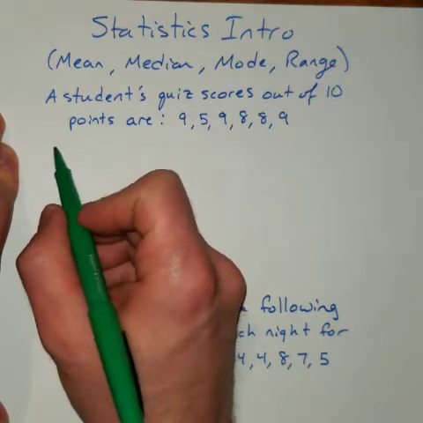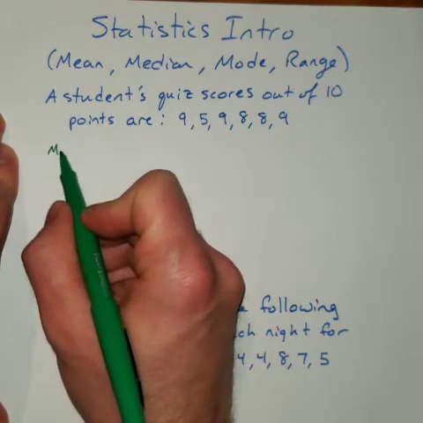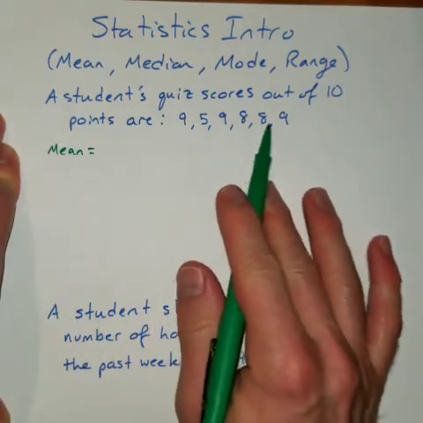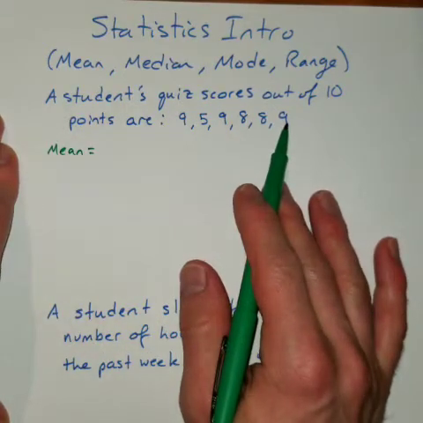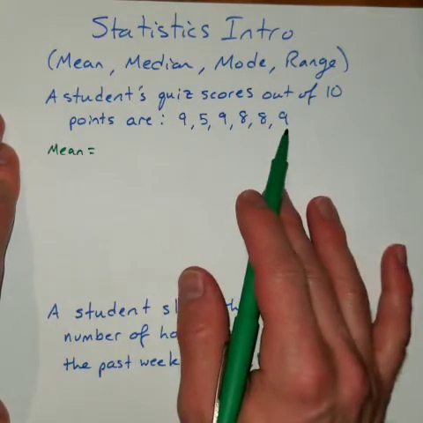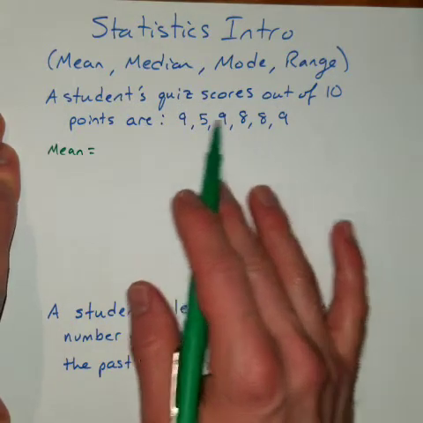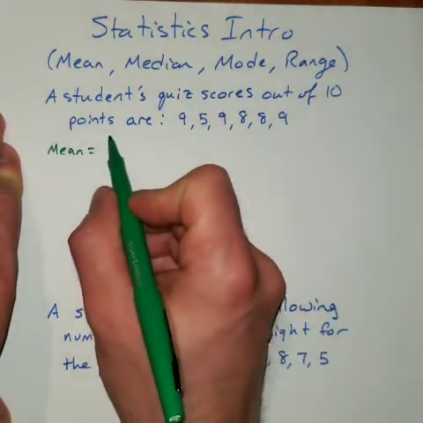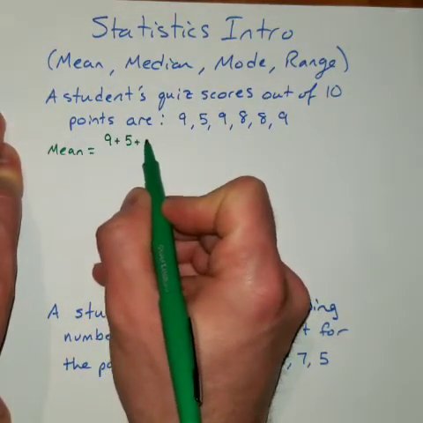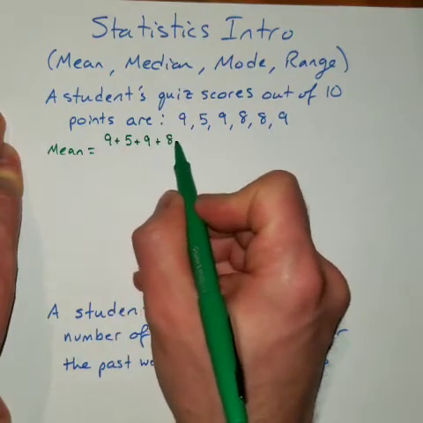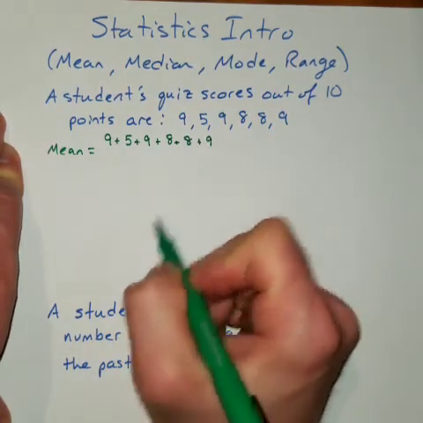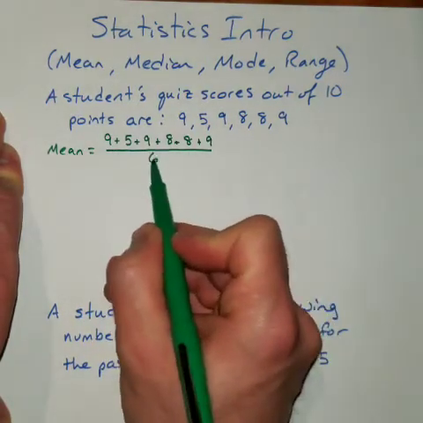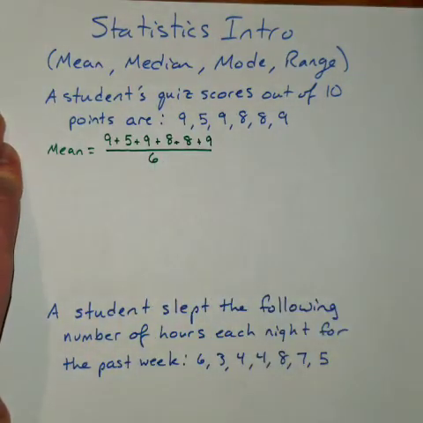Now to find the first piece of statistics, called the mean. Remember, with the mean, you're simply going to add up the data items and then divide by the number of data items. So you add up the numbers, divide by the number of numbers. So we start with 9 plus 5 plus 9 plus 8 plus 8 plus 9. That's all 6 numbers. And divide it by 6, because that's how many there are.